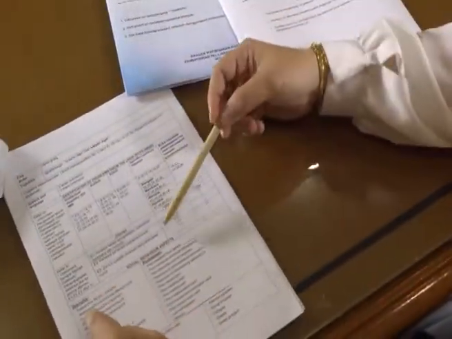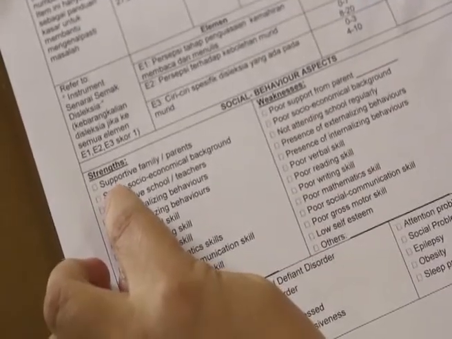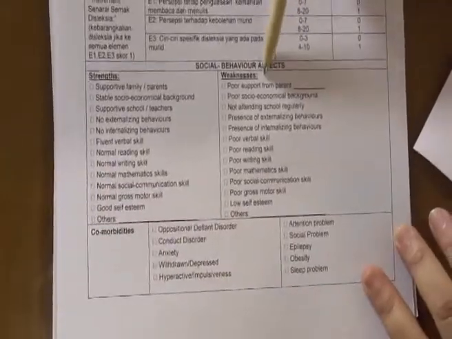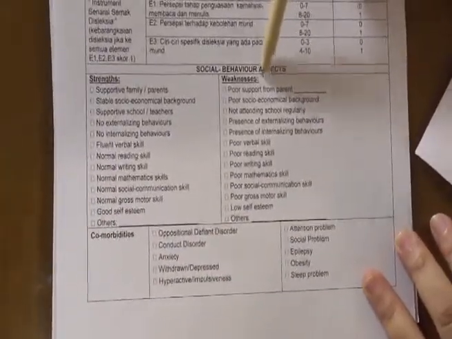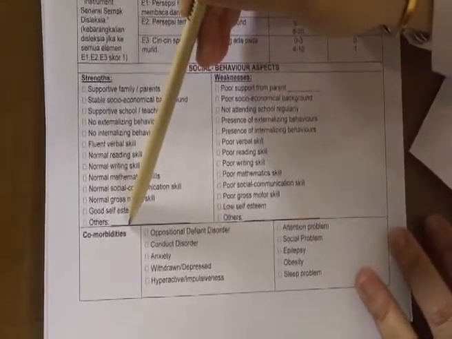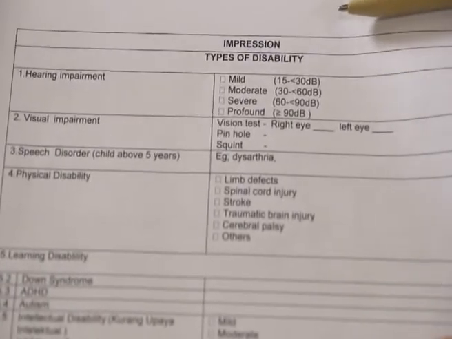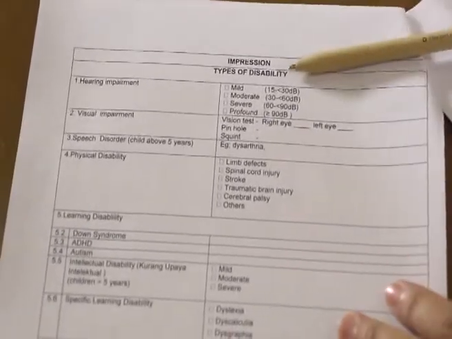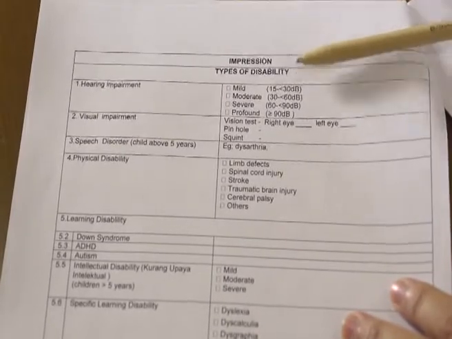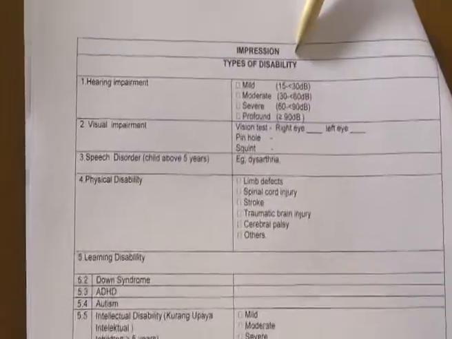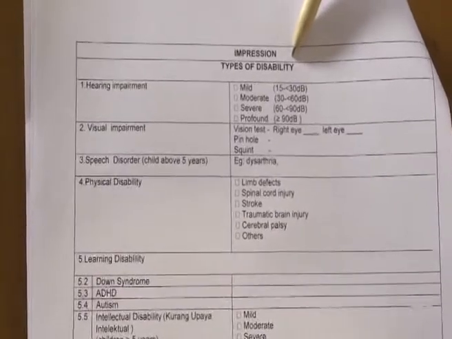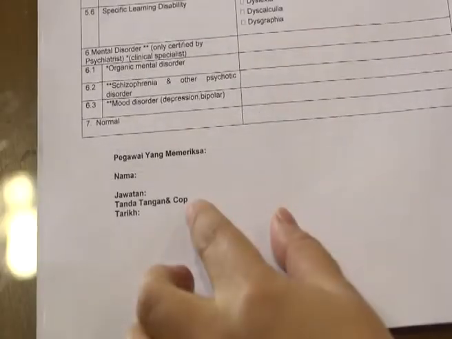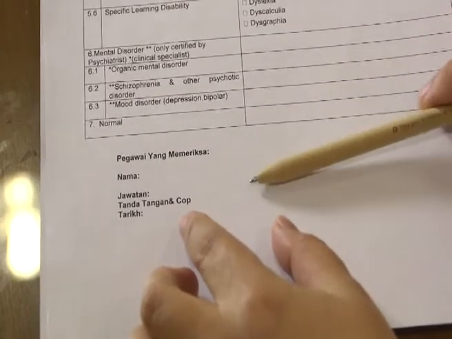The next part, we also assess the student in terms of social and behavior aspects, whereby we look into the student's strengths and also weaknesses. We also assess the comorbidities, other problems that the student has. The last part is our impression and differential diagnosis, whereby we find out what is the type of disability that may occur in the student. After the assessor has examined and assessed the student, the assessor should sign and chop their names.